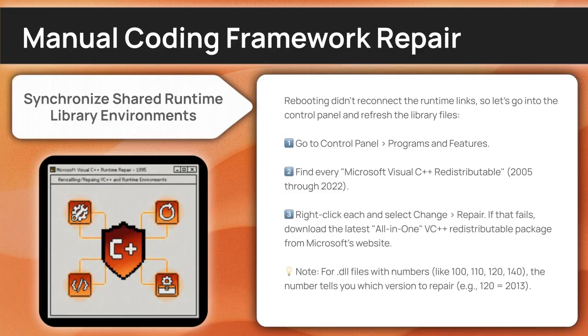Rebooting didn't reconnect the runtime links, so let's go into the control panel and refresh the library files. First, go to Control Panel, then select Programs and Features. Second, find every Microsoft Visual C++ Redistributable, 2005 through 2022. Third, right-click each and select Change, then select Repair.